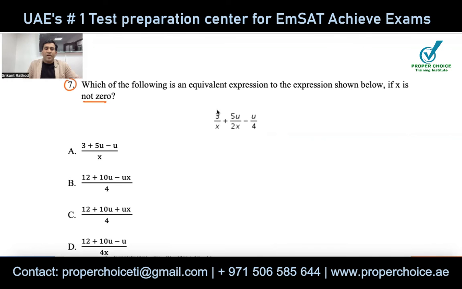And the second one is, if you look at this expression carefully, you can see that basically we are doing addition and subtraction on fractions. A polynomial which is in fraction form, we are doing addition and subtraction. And whenever it comes to addition and subtraction of fractions, what should I do? First of all, I have to make the denominators the same. So we have to make a common denominator. So how do we do that? If you look at these expressions, 3 by x plus 5u by 2x minus u by 4.